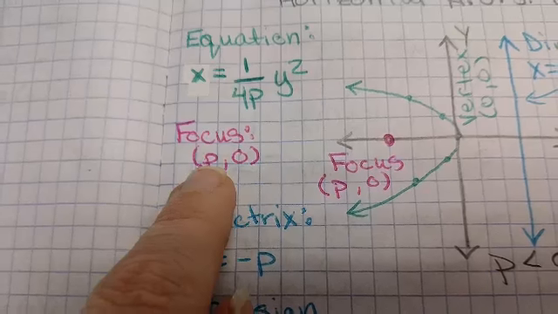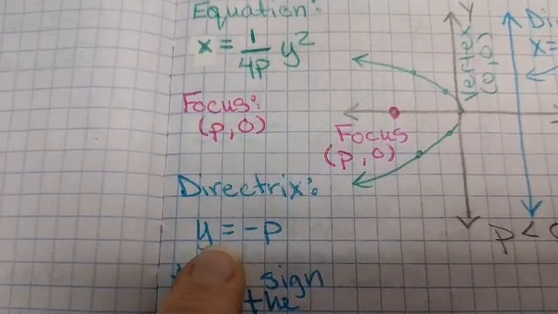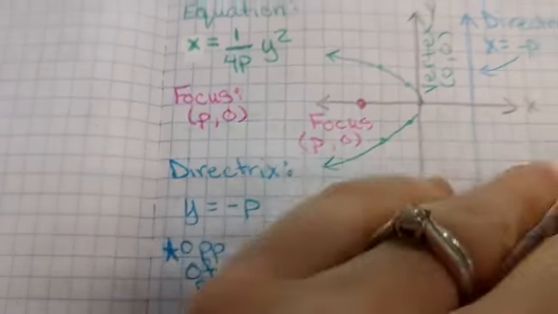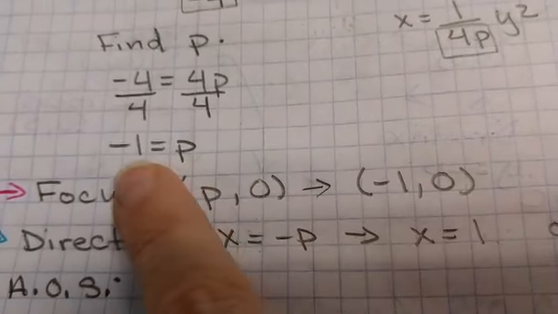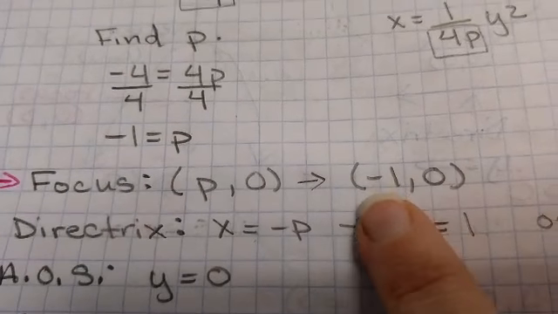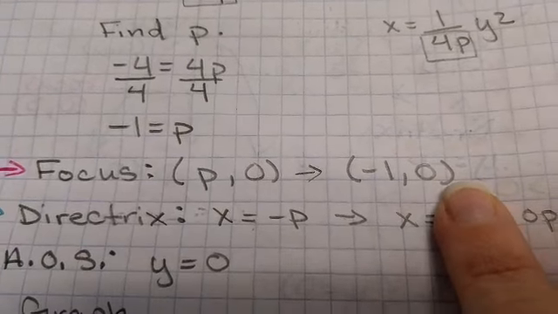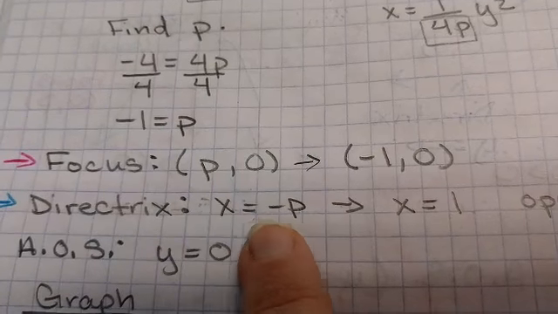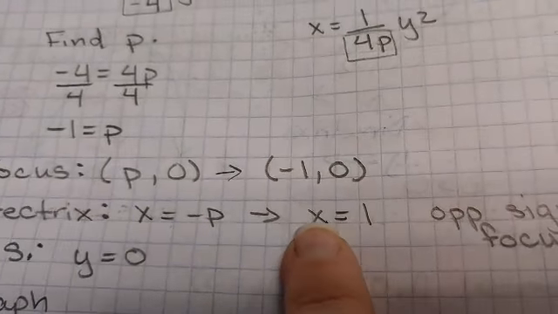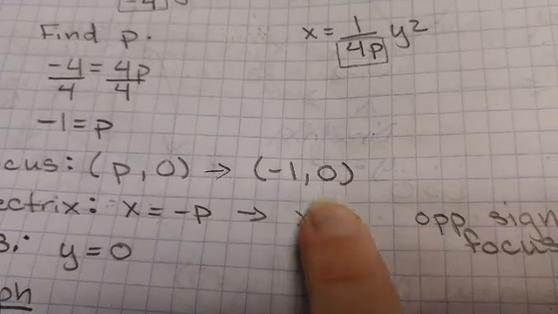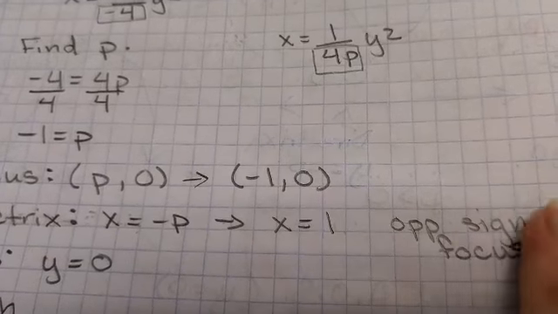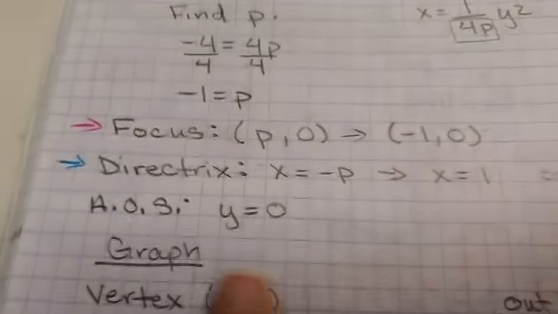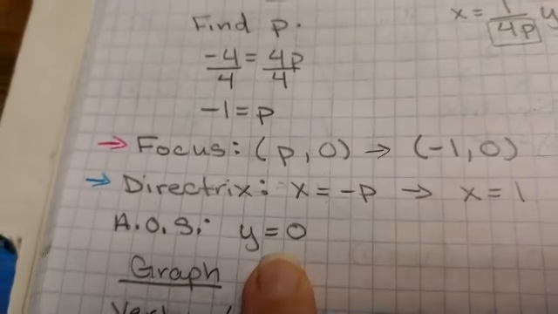Then I come back here and look, and it says my focus is (p, 0). My directrix is x equals negative p. So if my focus is (p, 0), I plug in negative 1 for p, so I have (-1, 0) as my focus. My directrix is x equals negative p, so I plug in the opposite sign, a positive 1, so I have x equals 1. I wrote myself a little note: I need the opposite sign from the focus. My axis of symmetry is y equals 0.